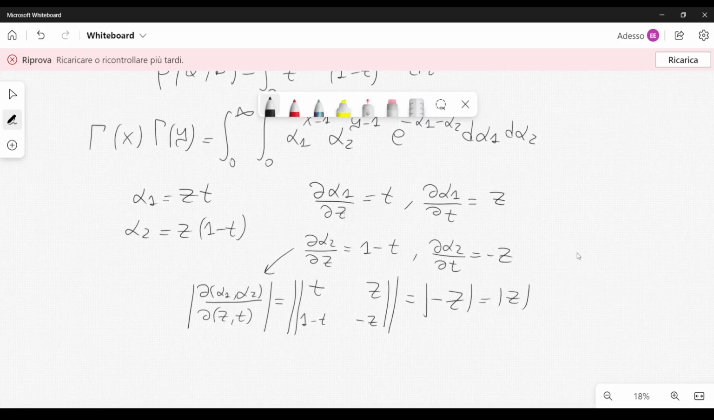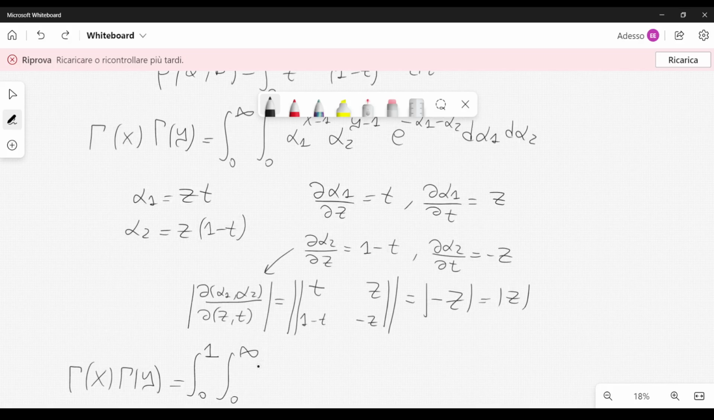Therefore, we can write this double integral here. Let me write gamma of x, gamma of y, and then we have integral from 0 to 1 here, integral from 0 to infinity. So you can see that z will go from 0 to infinity, whereas t should go from 0 to 1, because alpha 1 and alpha 2 range from 0 to infinity, but t should not exceed the value of 1, because we have 1 minus t here. So if t is larger than 1, alpha 2 will become negative if z is positive. So we know that t goes from 0 to 1.